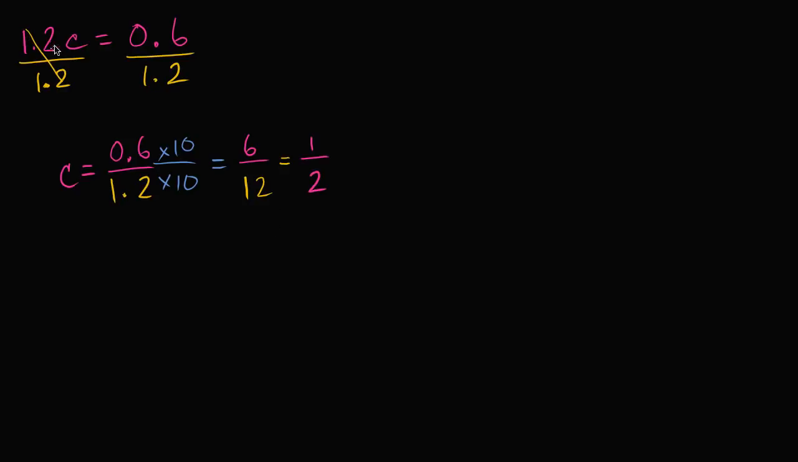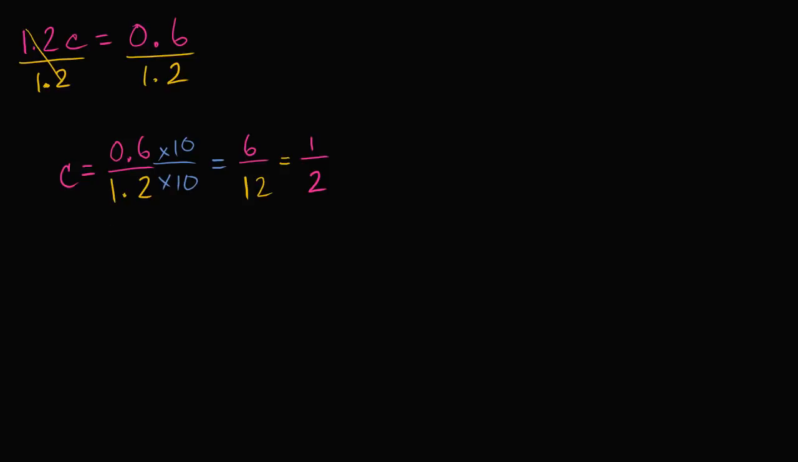And if you look back at the original equation, 1.2 times 1/2, well, you could then view this as 12 tenths. 12 tenths times 1/2 is going to be equal to 6 tenths. So we can feel pretty good that c is equal to 1/2.